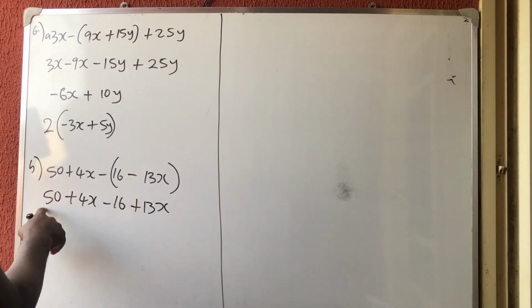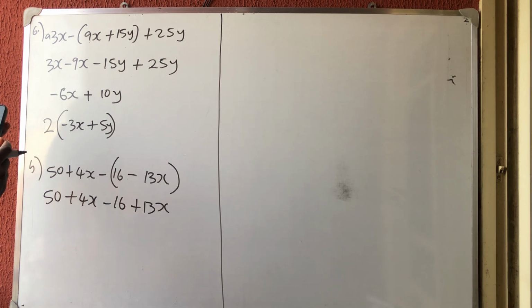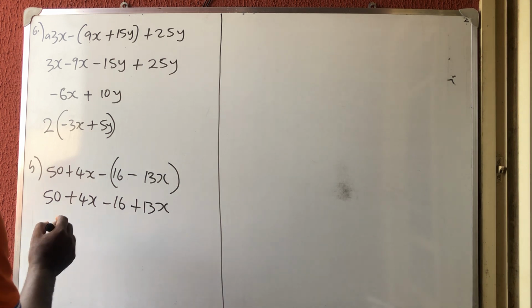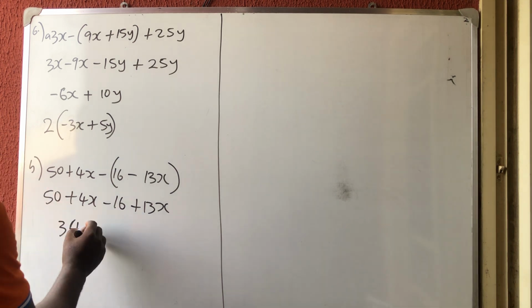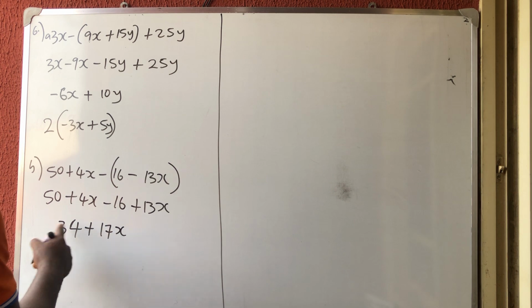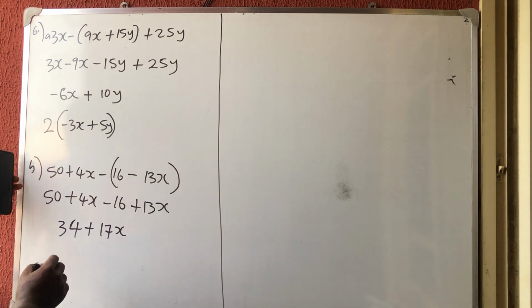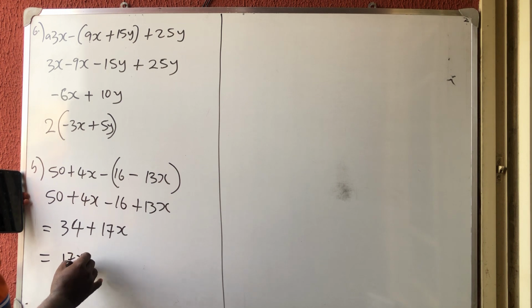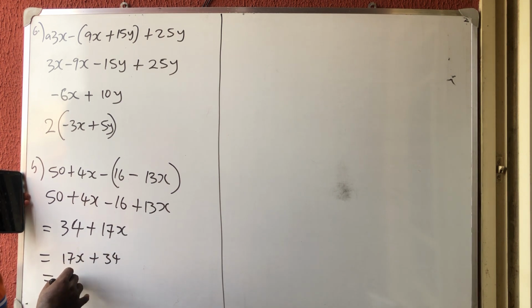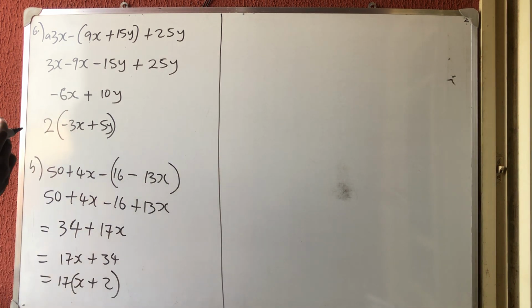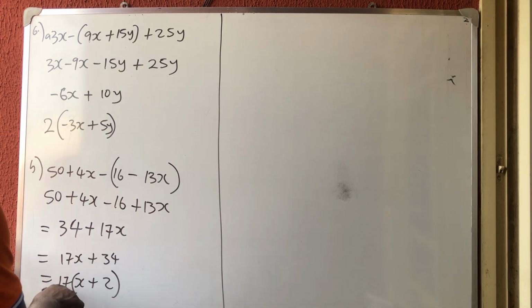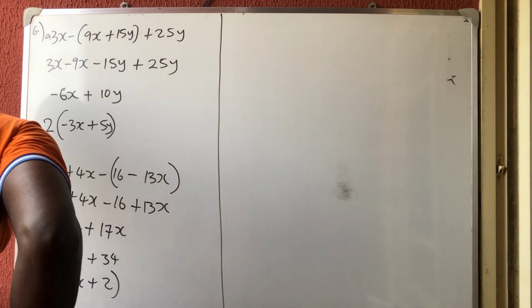Okay, so this and this is giving me 50 minus 16, so I'm having 34. This and this will give me 17x. So if you look at this, they have 17 in common. So in fact, this is still the same as saying 17x plus 34. So if I bring out the 17 they have in common, I'm going to have x plus 2. This is the factorization.